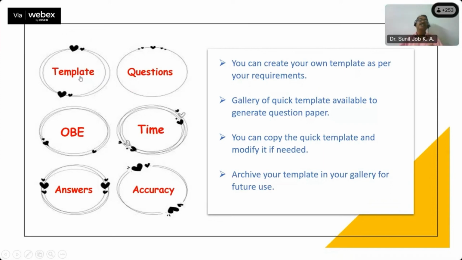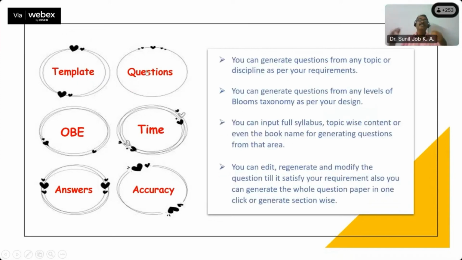The second feature is about the questions, because a question paper becomes rich if the questions become rich, right? So the functionality that the software gives is that you can generate a question paper from any topic or any discipline as per your requirement. There are no bounds. You can create a question paper from science subjects, or art subjects, or computer background, or management, whatever the area be. You can prepare questions from that area.